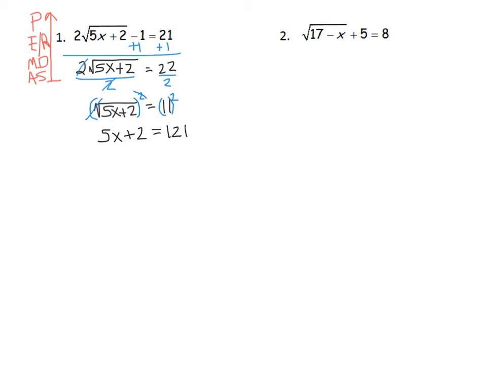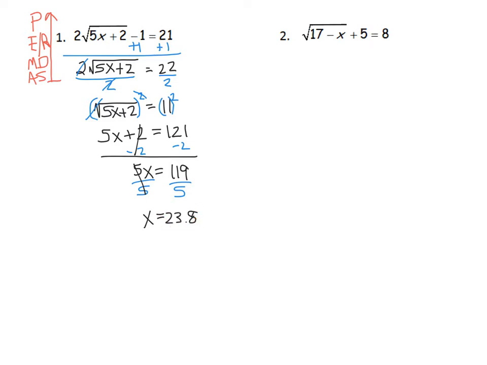Now we're going to keep solving this like we would any other equation. We're going to subtract 2. Those cancel. We get 5x equals 119. And lastly, we're going to divide both sides of the equation by 5, which is 23.8.